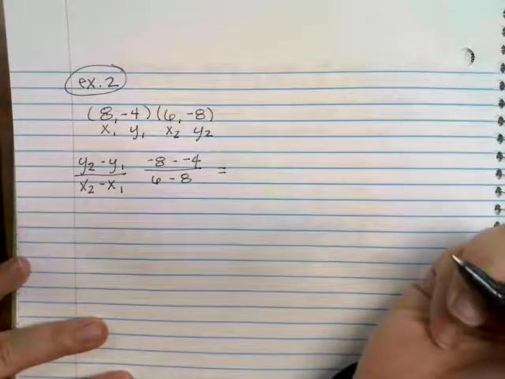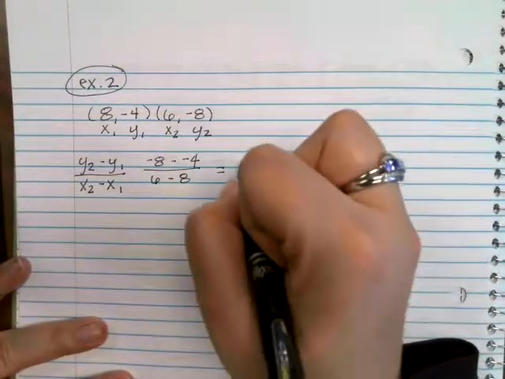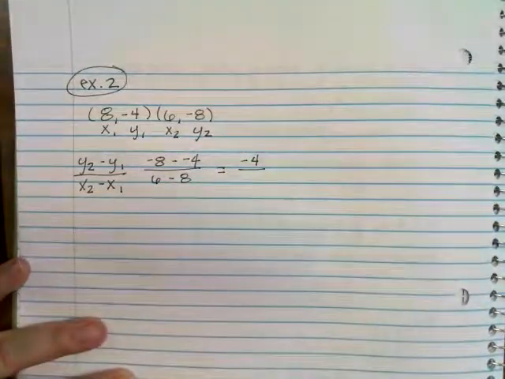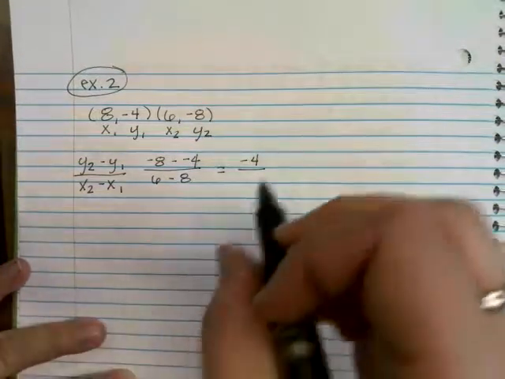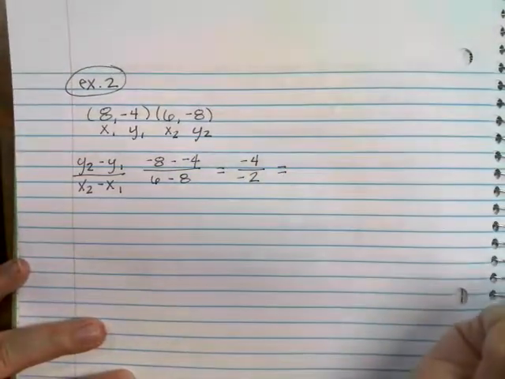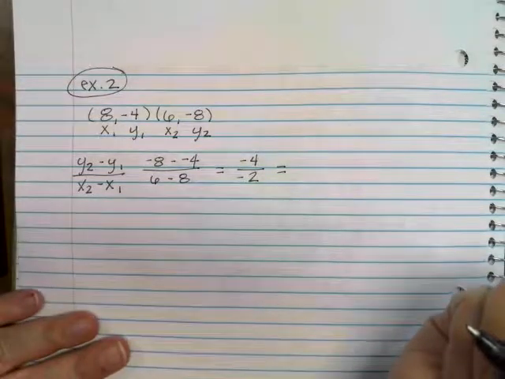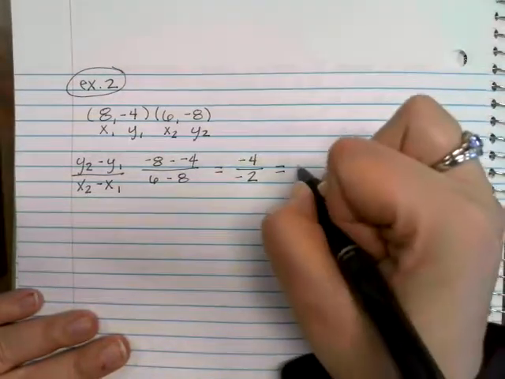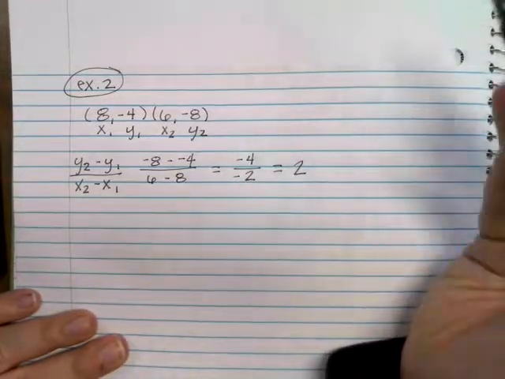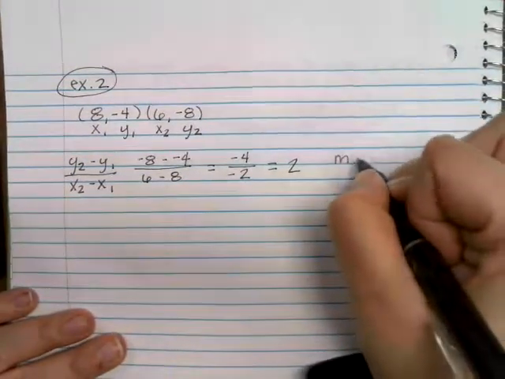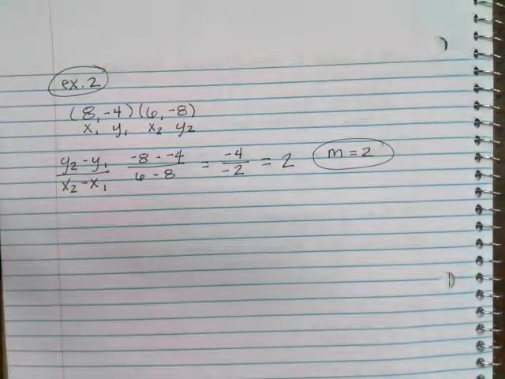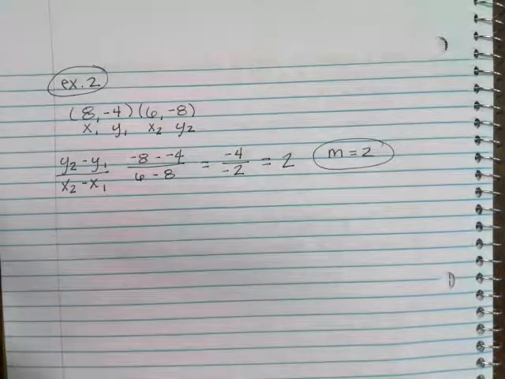Can do my subtraction now. -8 minus a -4 is a -4, because remember, subtracting that negative is the same as adding a positive. 6 minus 8 is -2. And -4 divided by -2 is a positive 2, because remember, two negatives make a positive. So my value for m is equal to 2. Awesome. Just completed step 1.